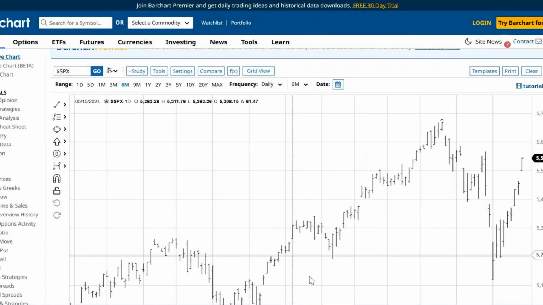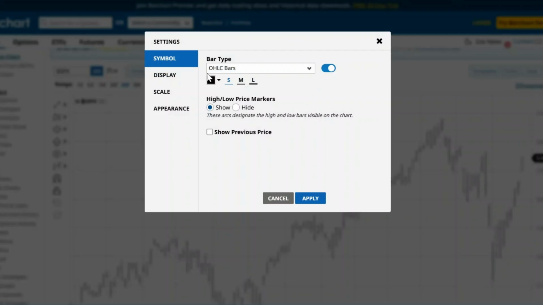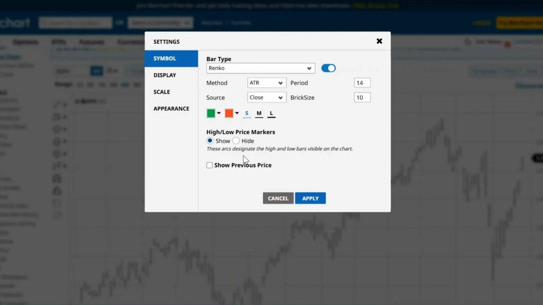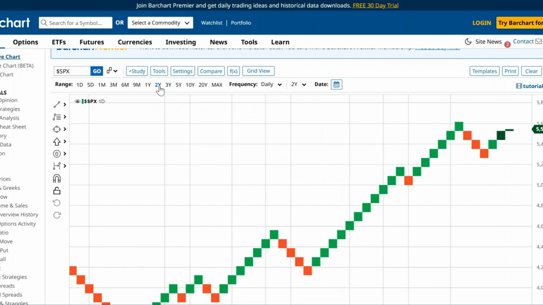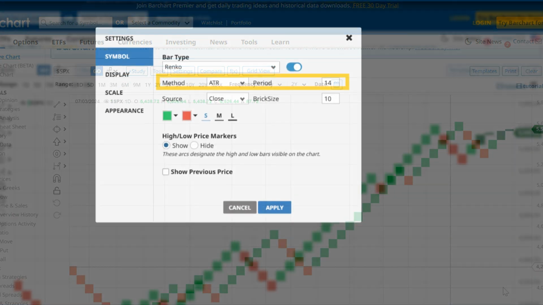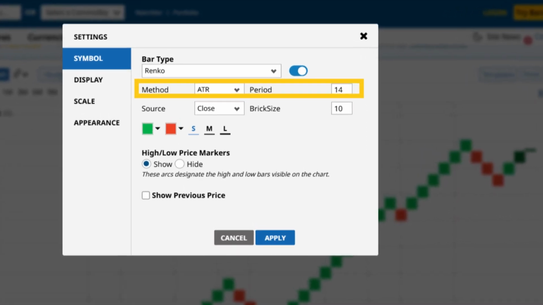First, let's quickly define what brick size is in Renko charts. Brick size determines when a new brick forms on your chart, based solely on price movement. Unlike traditional candlestick charts that focus on both time and price, Renko charts only care about price. This makes them incredibly effective at filtering out noise and highlighting trends. But the key to making Renko charts work for you lies in setting the right brick size.